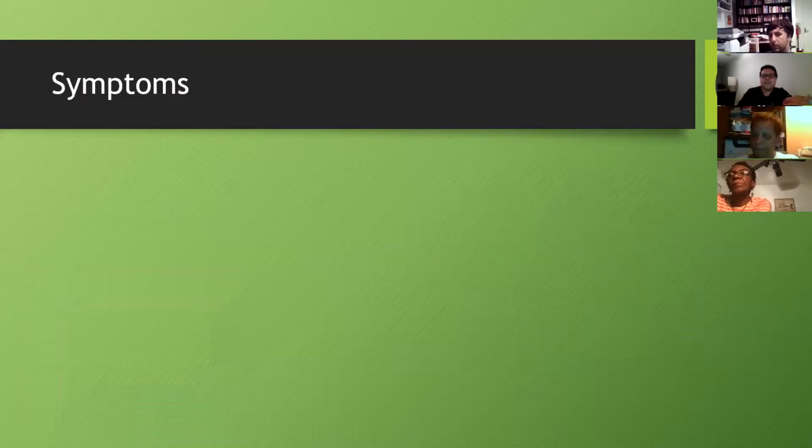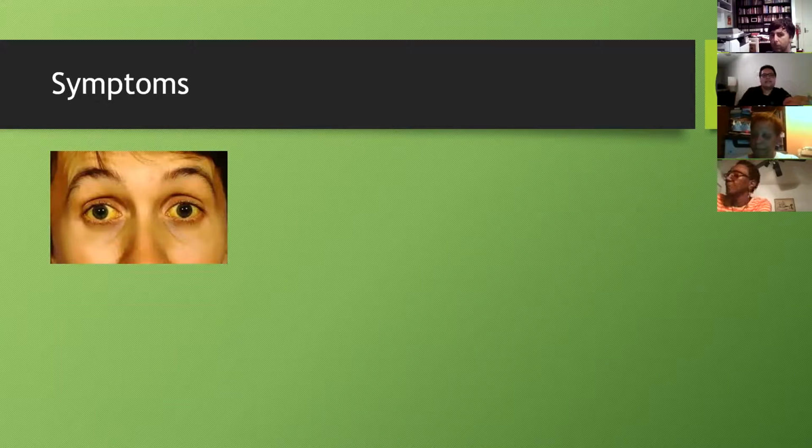What are the symptoms of having hepatitis in general? There are symptoms that can be present no matter what type of hepatitis you have. Jaundice is one of the most common, which is the yellow coloration of the skin, sometimes the sclera, which is the white part of the eye. It can be present in the hands. Of course, we have to know that a lot of people have a little yellowish tone in their hands, but not in the rest of the body.